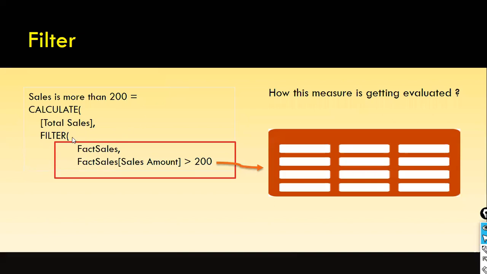So in this case, for example, I want to find the total sales for the transactions where we made a sales amount of more than 2,000. How this measure is evaluated is that behind the scene, it creates a virtual table or subset of this data. It takes a subset of your fact sales table wherein the sales amount is more than 2,000, and then it applies the sum of sales on this subset of the data. This is how the filter function works.